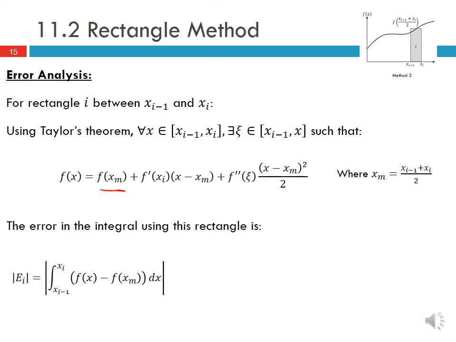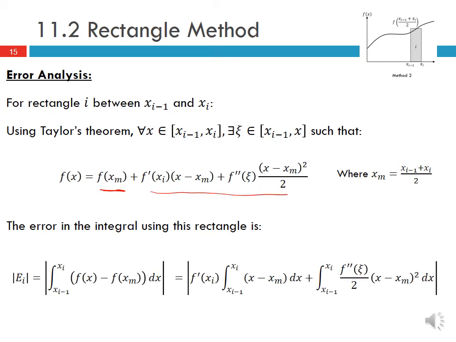So the error in the integral using this rectangle is shown here. It's basically the difference between f of x and f of xm. So we can rearrange this equation and plug in all these values into this expression. That's what we've done here. Basically we rearranged this and said that f of x minus f of xm is equal to all of this, so we put this in here.